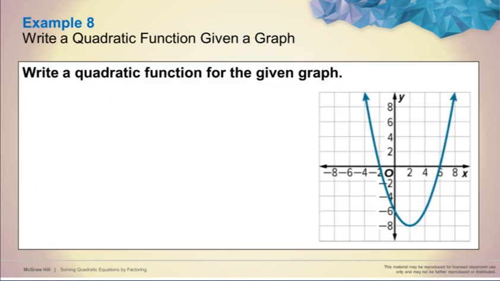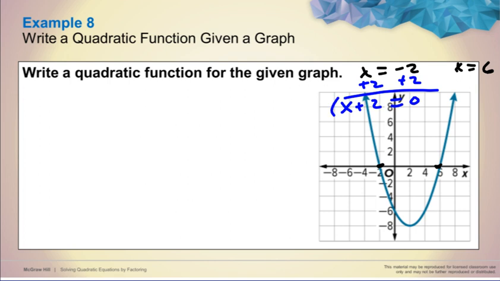So an example. Here we need to write a quadratic equation for this one. So my zeros are here and here. So if I have x equaling -2 and x equaling 6, I need to make that equal to 0. So I would add 2 to both sides, and I'm left with x plus 2 equaling 0. That's one of my binomials. The other one, I subtract 6 on both sides, and I get x minus 6 equaling 0. That's my other one.